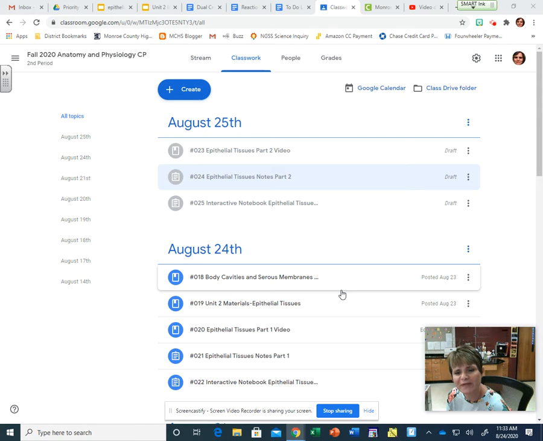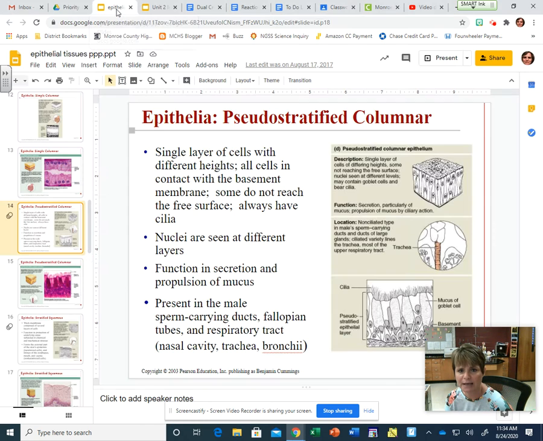Today we're going to continue with epithelial tissues, so I'm calling this part 2. Yesterday you did part 1. That is where you learned about the composition of epithelial tissues, and then we also talked about simple squamous, simple cuboidal, and simple columnar epithelial tissues. Today we're going to be covering 6 epithelial tissues total. Again, these are lining and covering epithelial tissues. We covered 3 yesterday, so we're going to cover 3 more of those today.